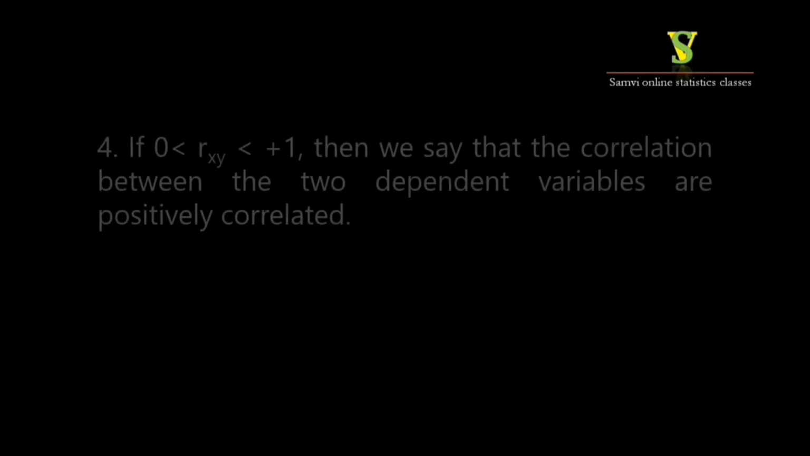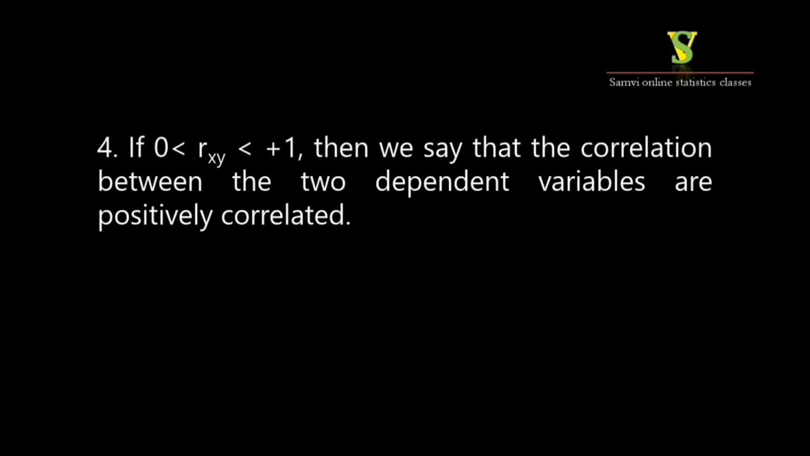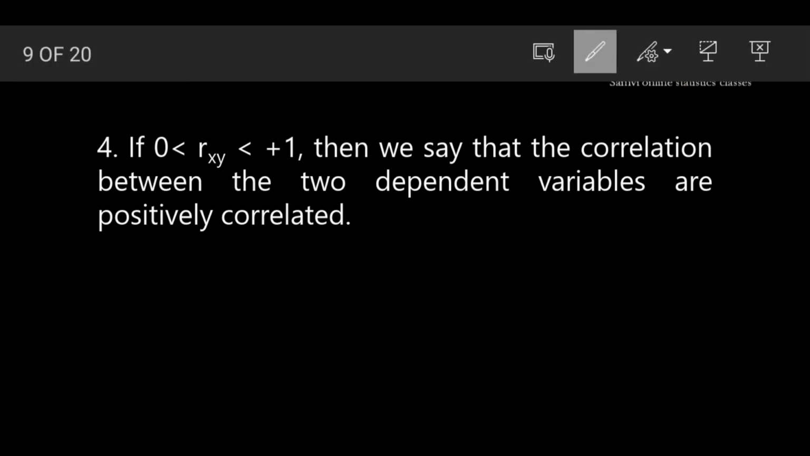Next, the fourth one is, if rxy is in between 0 and plus 1, then we say that the two variables are positively correlated. See here, the result is in between 0 and plus 1. So by using Karl Pearson's coefficient of correlation method, if I get, for example, 0.9, then we can say that it is a positive correlation. Otherwise, if I get 0.05, then also we can say that it is a positive correlation.